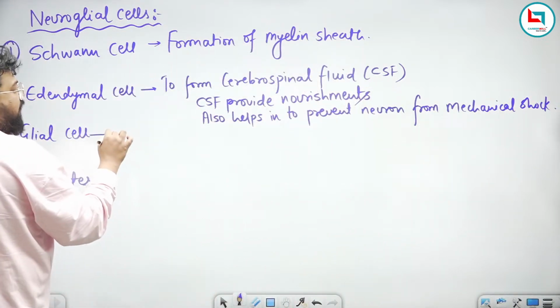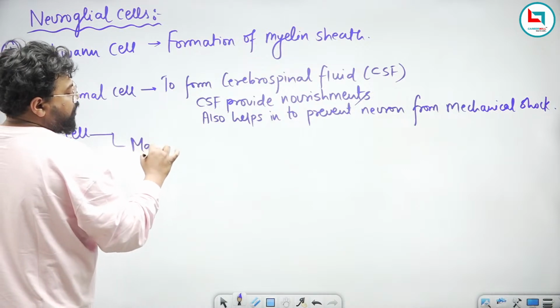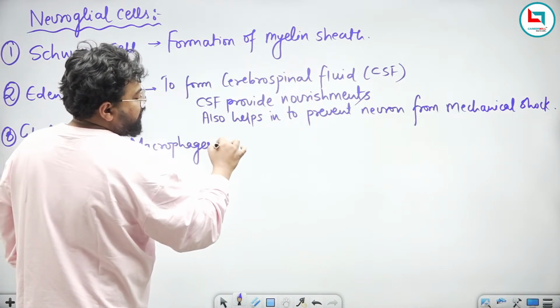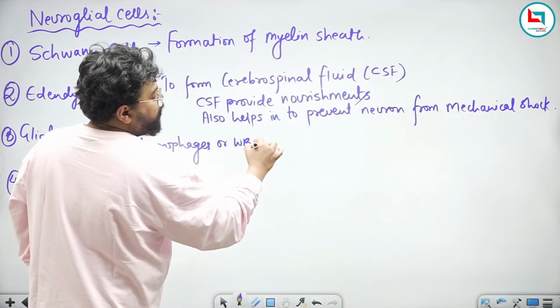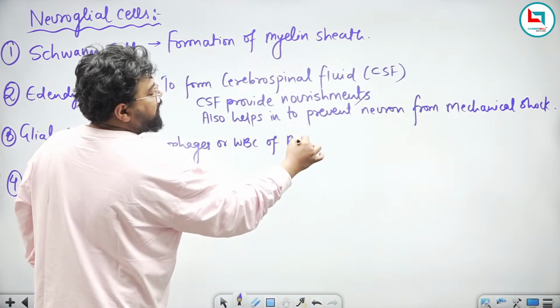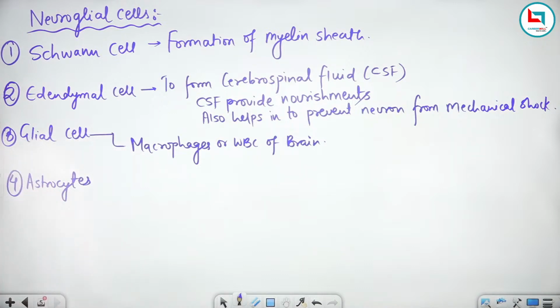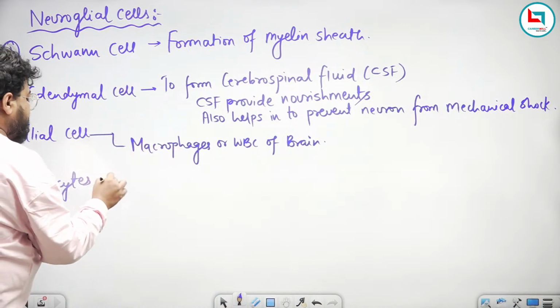Glial cells are the macrophages, or we can say these are the WBCs of the brain. And what is the function of WBCs? These WBCs fight with foreign particles like bacteria and viruses which enter the brain or spinal cord and try to destroy our neuron. So these cells just eat those bacteria and viruses.